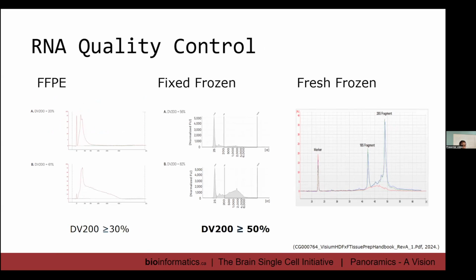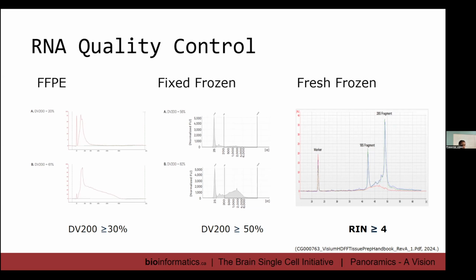For fixed frozen samples, we're looking for a DV200 of greater than 50%, and this is all based off of validation that 10x did before creating their protocol. And for fresh frozen, we're looking for a RIN number of greater than 4 at least. However, it's still up to your discretion if these are precious samples and you still want to continue and see what your data looks like.